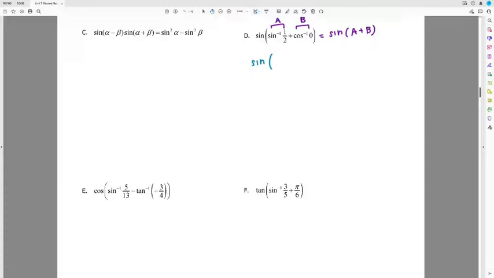Angle A comes from the inverse sine of 1/2. That is asking what angle has a sine value of 1/2. And remember, inverse sine outputs angles in the first or the fourth quadrant. So we're going to look in the first or the fourth quadrant for an angle whose sine value is 1/2. That is the angle pi over 6.